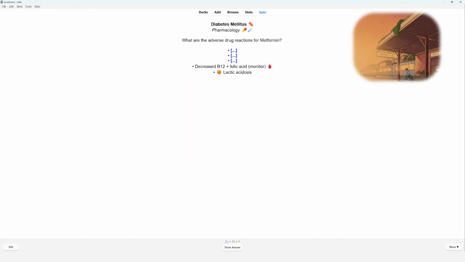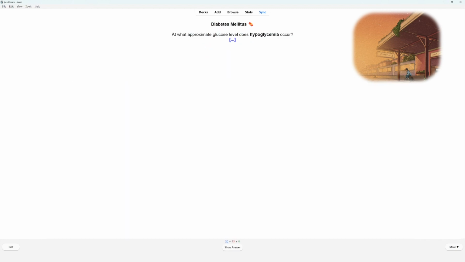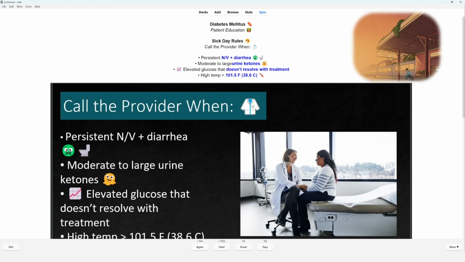What are the adverse drug reactions to metformin? Let's see. Diarrhea, metallic taste. At what approximate glucose level does hypoglycemia occur? It's usually under 70. What is the normal value for oral glucose tolerance? That's under 140. When do you call the provider? Persistent nausea, vomiting, moderate to large urine ketones, elevated glucose that doesn't respond to treatment, and temperature 100.5 or higher.